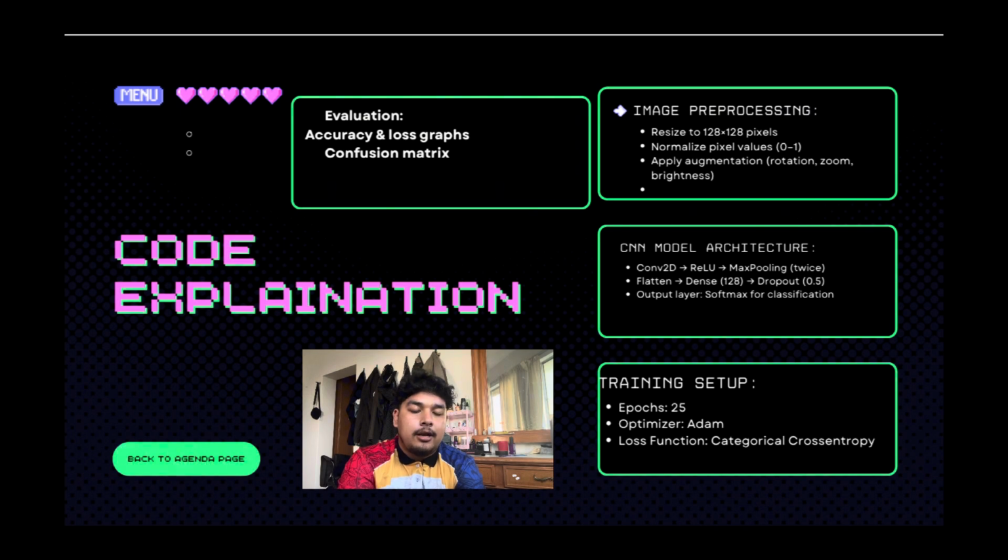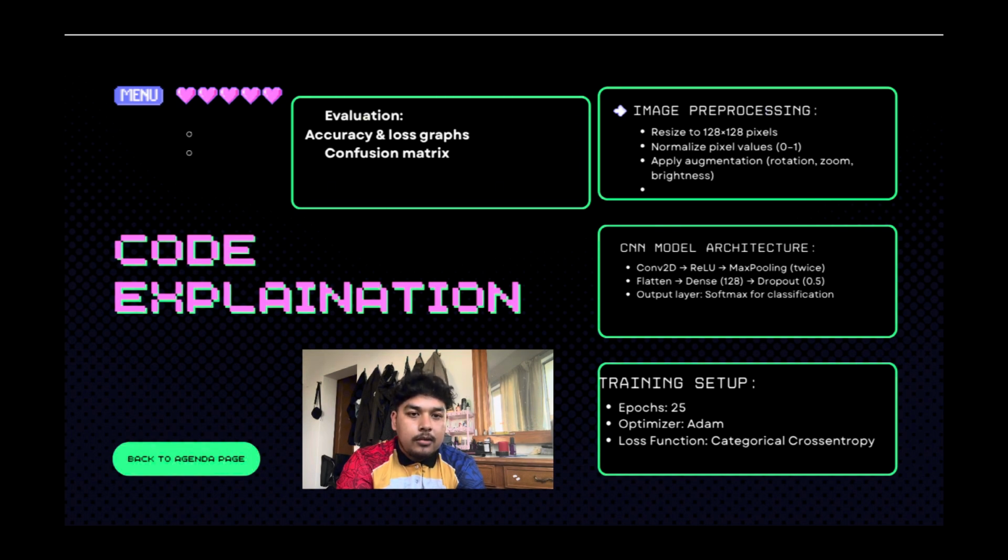Second, the CNN model architecture. The model starts with two blocks of Conv2D, ReLU, and max pooling layers to extract features. After flattening, a dense layer with 128 units and dropout of 0.5 is used to prevent overfitting. Finally, a softmax output layer performs the classification.